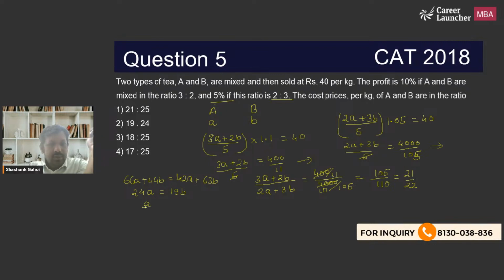Okay. So A upon B directly comes out to be 19 upon 24. So the answer of this question is going to be option 2. Direct answer is there. This question itself is very lengthy. So it is a question of CAT 2018.